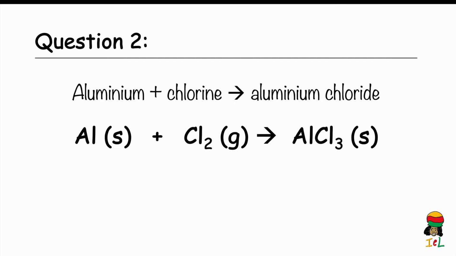Question 2. Balance the synthesis, also known as a combination reaction, in which aluminium solid reacts with chlorine gas to produce aluminium chloride solid.